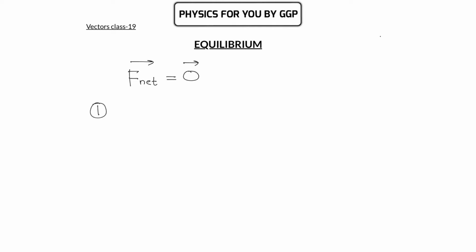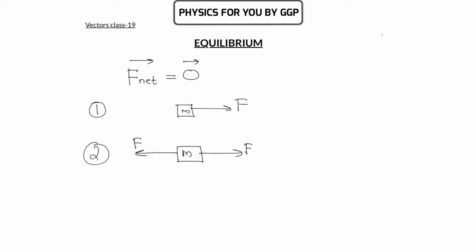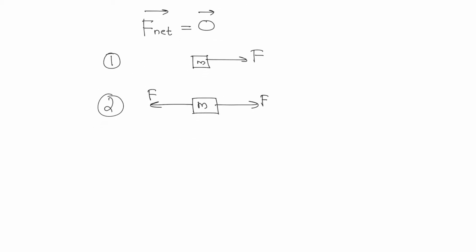If there is an object and we exert a force F on it, it is not possible to keep that object in equilibrium by applying a single force. The minimum number of forces required to keep an object in equilibrium is 2, and for that we need two forces of the same magnitude acting in opposite directions. So the minimum number of forces required is 2.